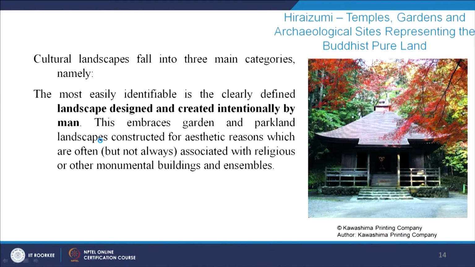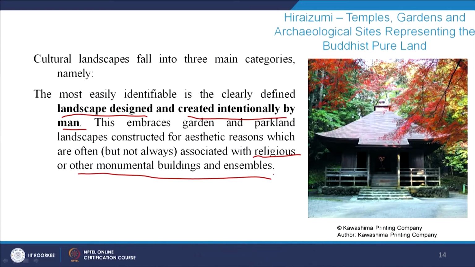So here the cultural landscapes fall in three main categories. Number one, the most easily identifiable is the clearly defined landscape designed and created intentionally by man. This could be gardens, whether a garden or a parkland landscape, constructed not only for aesthetic reasons, but quite often associated with many religious and other monumental buildings and ensembles.